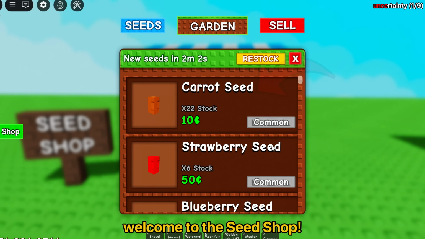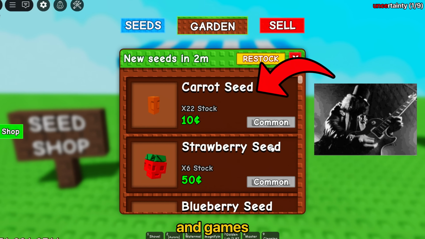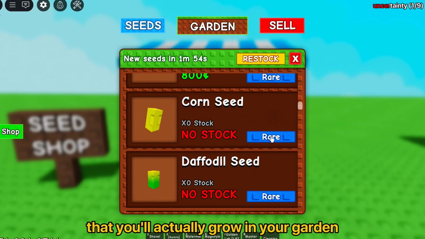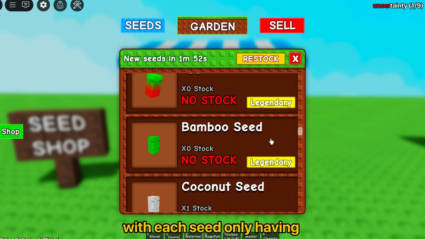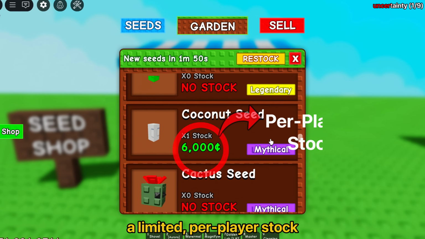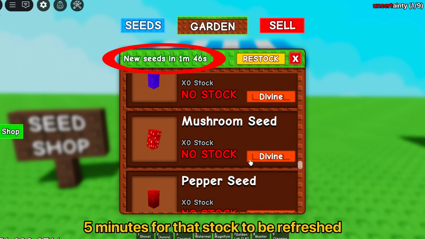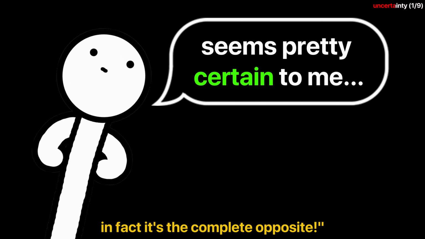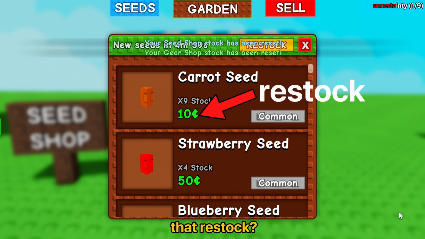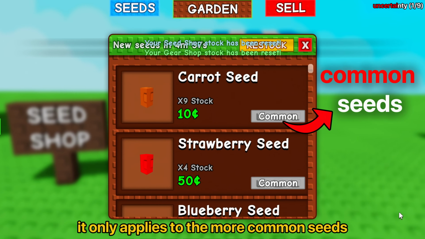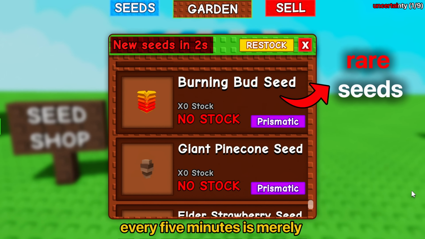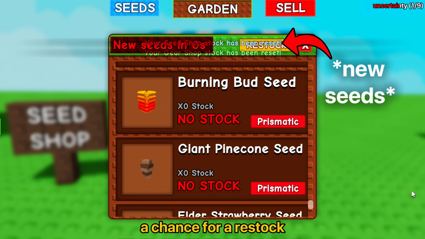Well, welcome to the seed shop. Here you can buy the stuff that you'll actually grow in your garden, listed by rarity, with each seed only having a limited per player's stock. Not to worry though, if stocks run out, you only ever have to wait 5 minutes for that stock to be refreshed. So you might say then that isn't uncertain, in fact it's the complete opposite. Well, here's the thing, that restock, it only applies to the more common seeds. For the rarer, more valuable stuff, every 5 minutes is merely a chance for a restock.